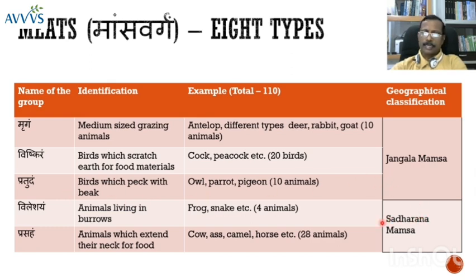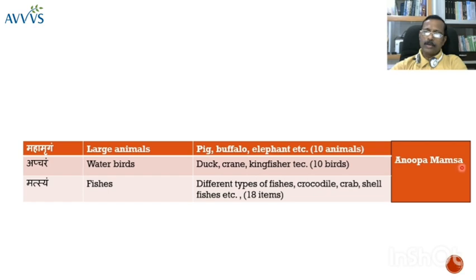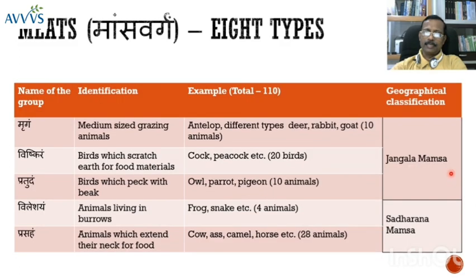So, Sadharana Mamsam is a mediocre or moderately healthy item. Whereas Anupa Mamsam are the Mamsa which are related to the availability of water. Either fishes or water birds. These Mamsas are told to be inferior in health effects. So we don't advise Anupa Mamsa for daily intake, but Jangala Mamsa is advised for daily intake.